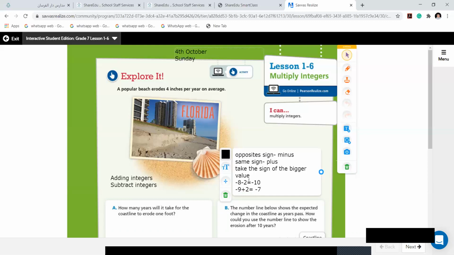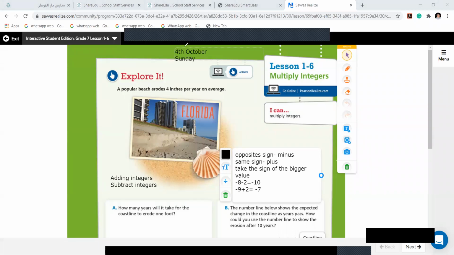So now, what is in multiplication? In multiplication, everything is the same. Opposite sign, you will put a minus sign. If it is the same sign, you need to multiply. Anyhow, you need to multiply. Only thing is this third rule, take the sign of the bigger number, we will not apply in multiplication. We will not take the sign of the bigger value in multiplication.